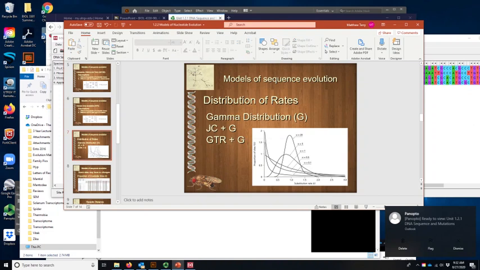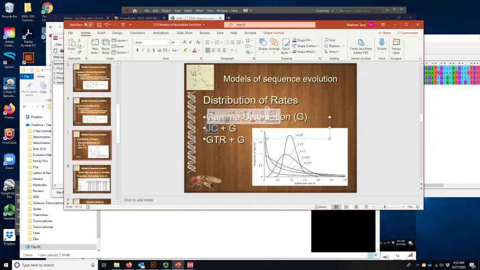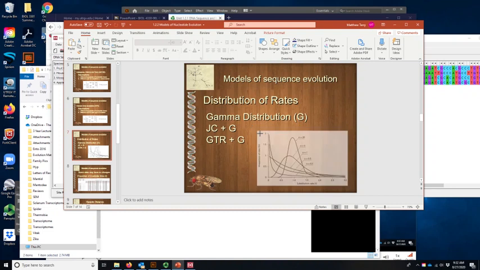So in the Jukes and Cantor, we have 3 parameters. Well, I'm sorry. If we did Jukes and Cantor plus gamma distribution, we would need to estimate 3 parameters. We need to estimate a substitution rate, which in Jukes and Cantor is the same for all. I'm going to make this a little bit smaller.